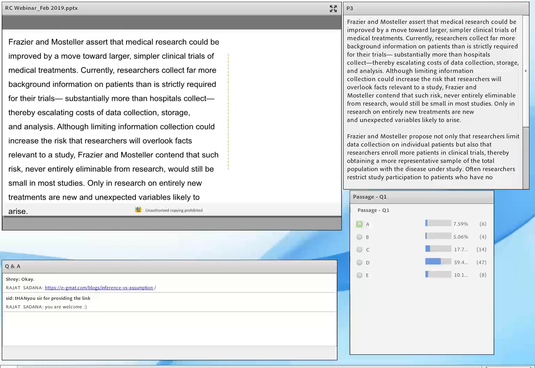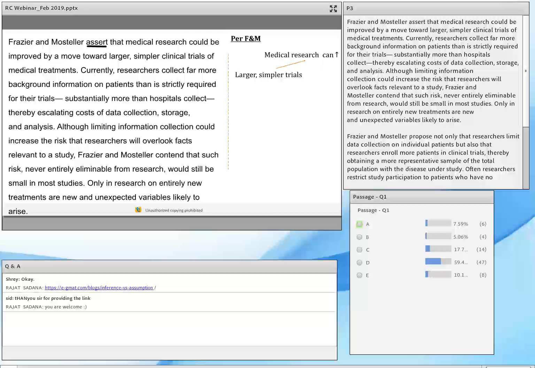Fraser and Mosteller, FNM, assert that medical research could be improved by moving towards simpler clinical trials of medical treatments. So there's an assertion made by FNM. When you see the word assert, you say something that they've said, and then the author says currently. What are they asserting? It says medical research could be improved. How? By moving towards larger, simpler clinical trials of medical treatments.